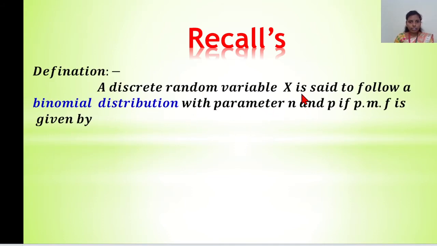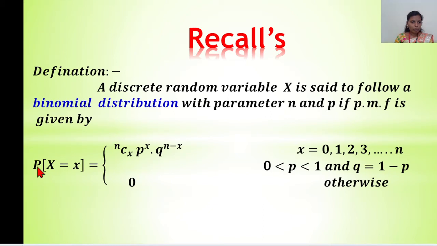A discrete random variable X is said to follow a binomial distribution with parameters n and p if its probability mass function, that is PMF, is given by probability of random variable X equal to x is nCx p raised to x into q raised to n minus x, where x is equal to 0, 1, 2, 3 and so on up to n. And the second condition is that probability p lies between 0 and 1 and q is equal to 1 minus p, and the probability is 0 otherwise.